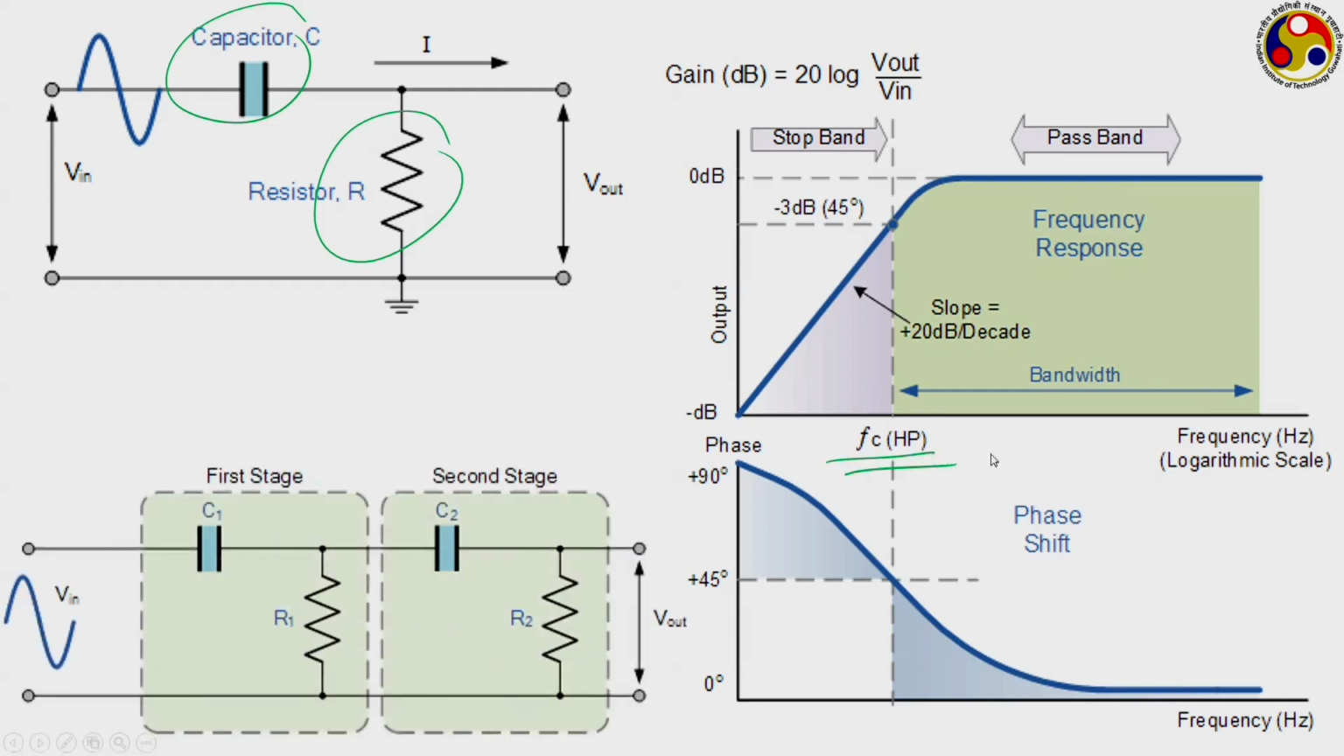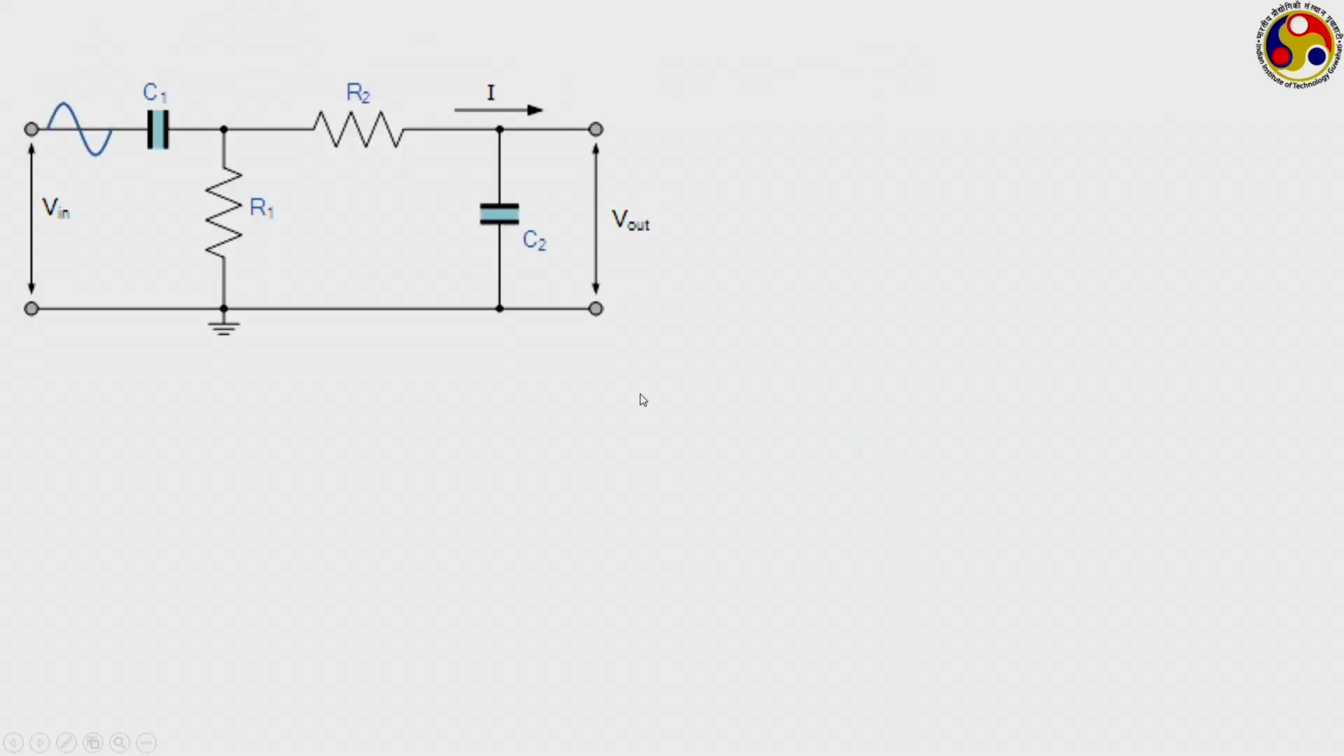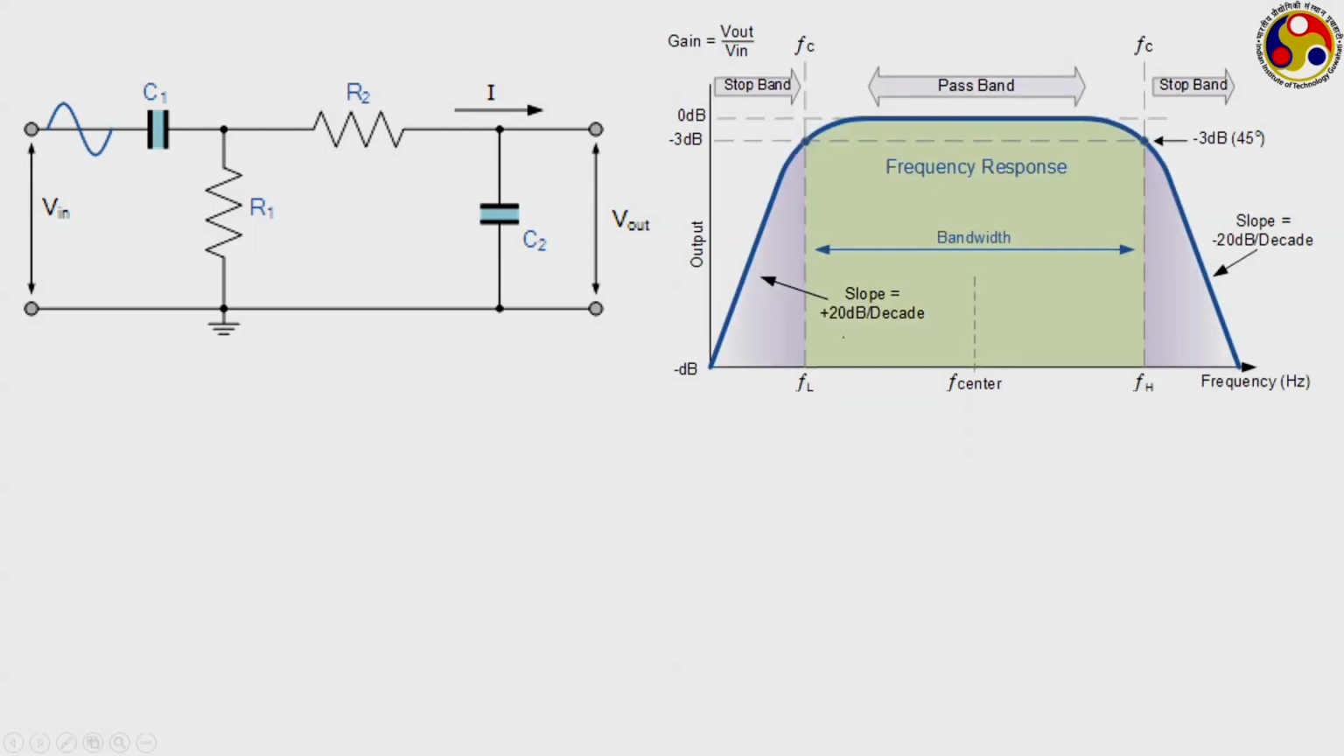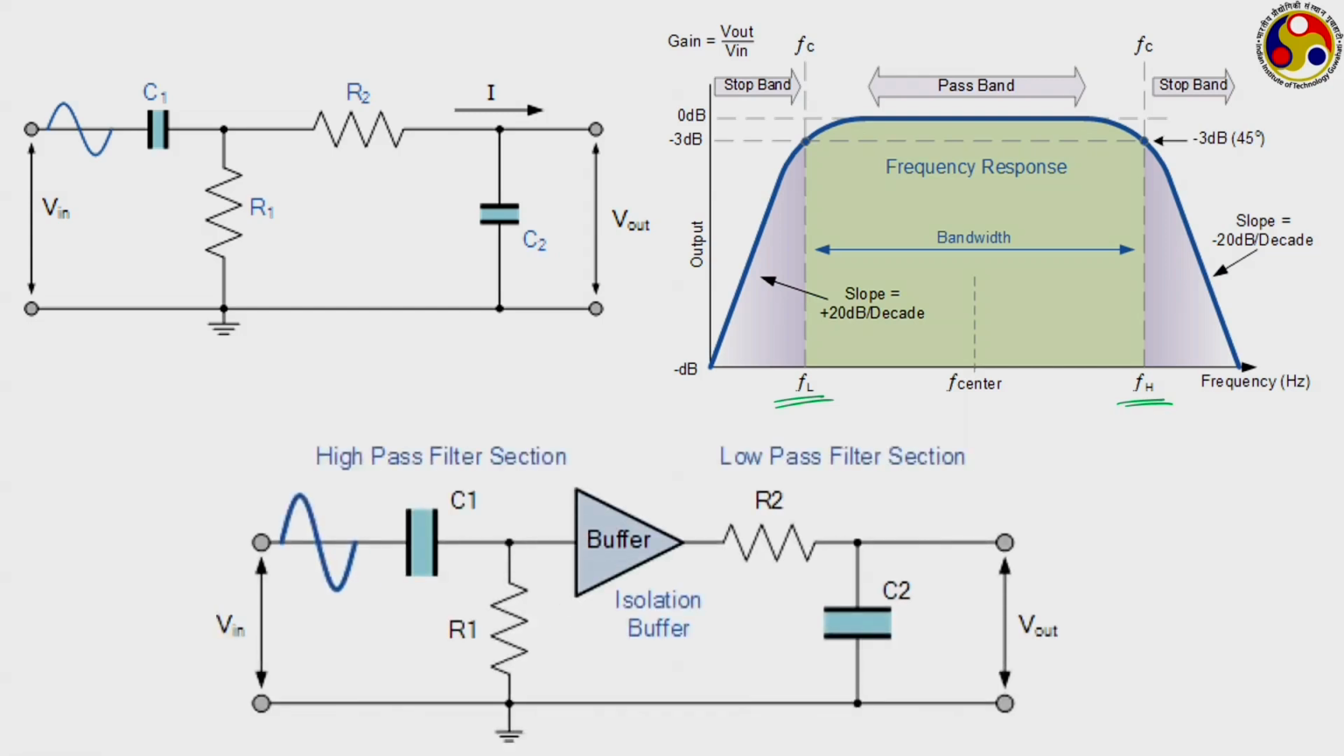Here also you can have such combinations. And when you combine these high pass and low pass filters just like this, then we have a band pass version where we have two cutoff or critical frequencies, one FL, other FH. Anything below FL or above FH are not allowed to go through, but frequencies in between are allowed to pass.